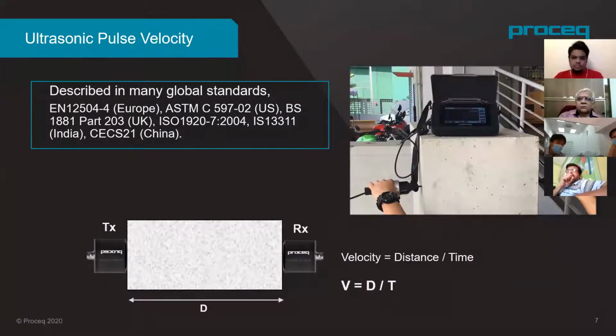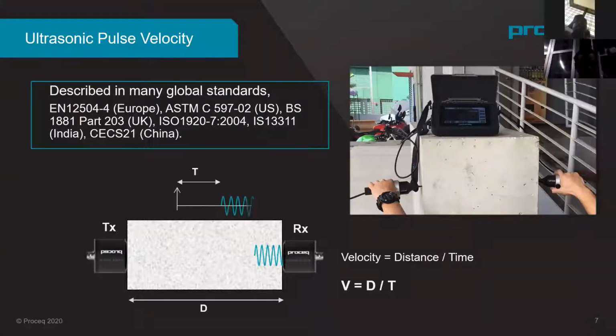Pulse velocity theory is a simple procedure. We just transmit a signal from one side, we receive it at the other side, and we measure the transmission time. And then based on the distance, we can calculate the pulse velocity. Ideally, for this test, you have to have access from two sides.